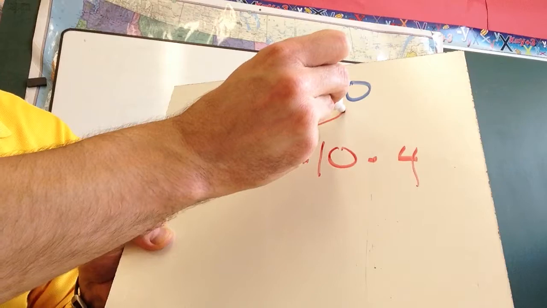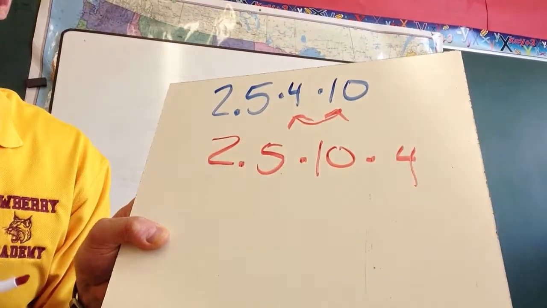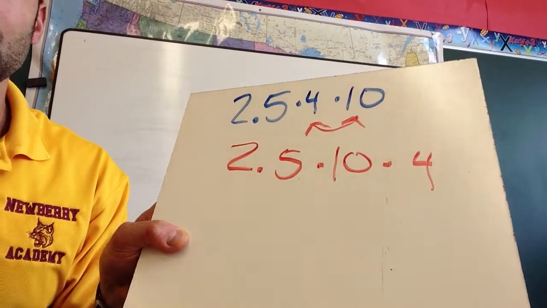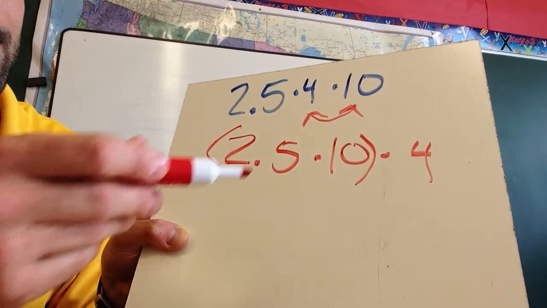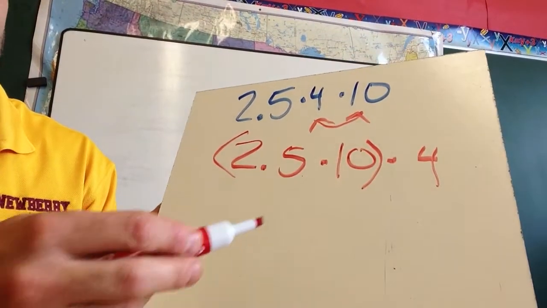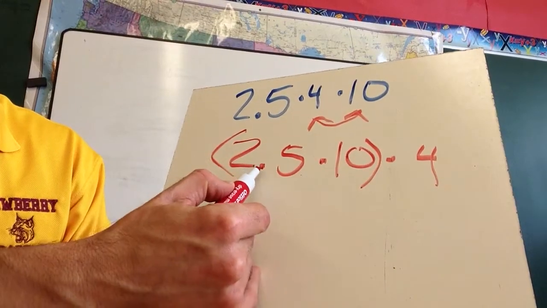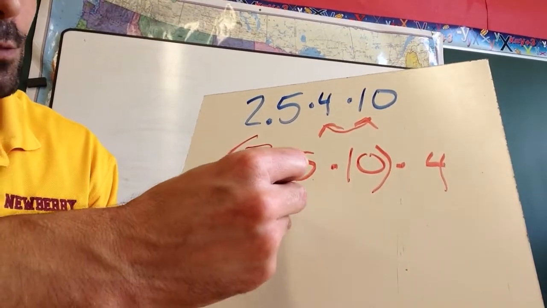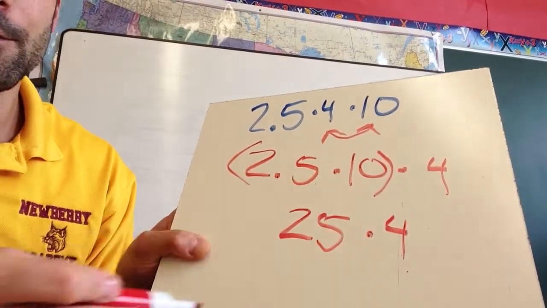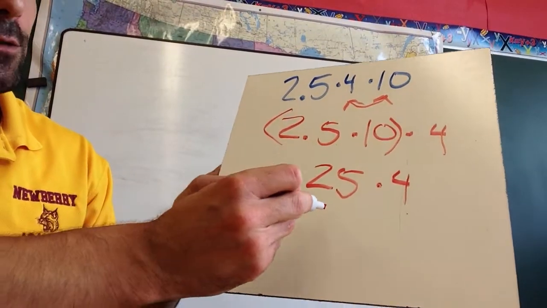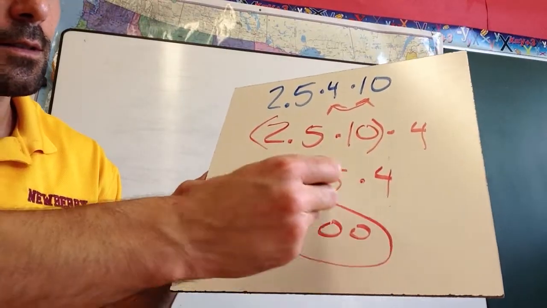So the commutative property allowed me to switch the order of these 2 numbers. Now, using the associative property, I'm going to multiply these 2 numbers first, and then multiply them by 4. And since I know a trick with multiplying by 10 that I can move the decimal over 1, this will become 25 times 4. And 25 times 4 is 100.